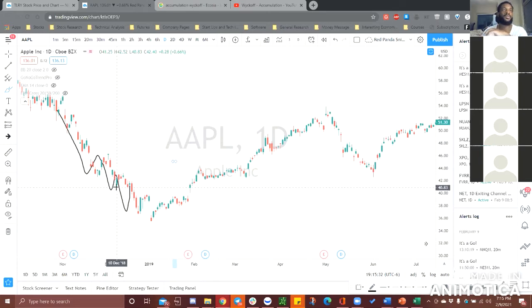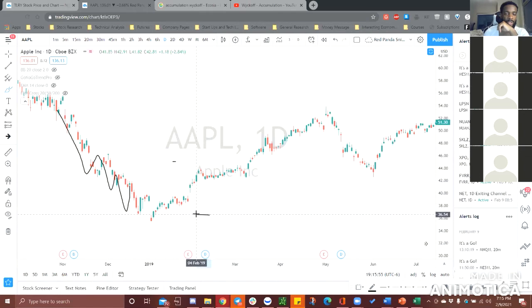Make sense? Mm-hmm. After it's done accumulating, it's going to go into a bull run. If it's distribution, it's going to go into a bear run. Correct. Yep.